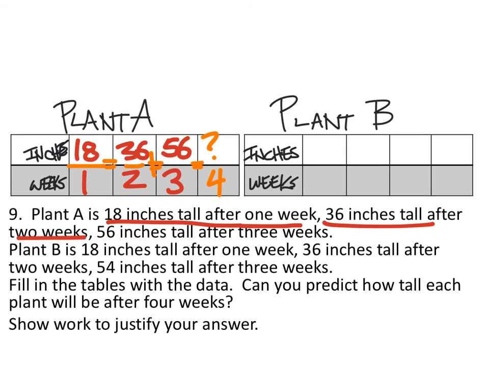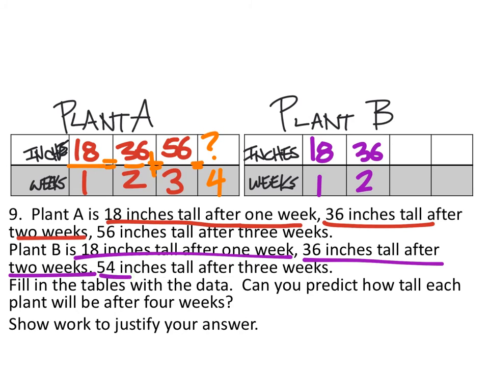So let's look at plant B. It says, where is that? 18 inches in 1 week, right? So 1 week, 18 inches for plant B, 36 inches in week 2, and then 54 inches in week 3. All right, so again, we know 18 over 1 is equal to 36 over 2, but is that equal to 54 over 3? Yup!